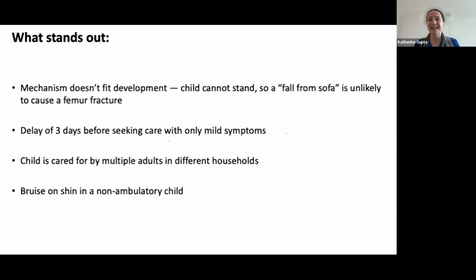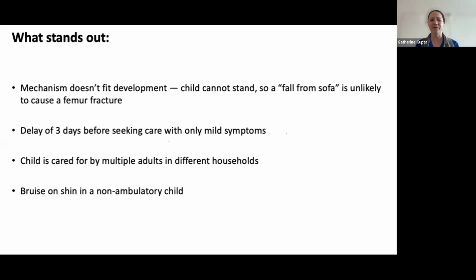So here's what I hope stands out to you from this case. So the mechanism here really doesn't fit the development, because this child isn't standing, isn't cruising, isn't walking. Also, a fall from a sofa, which could, by the way, happen still accidentally, this child could have been sitting on top of the sofa and then toppled over, is really an unlikely mechanism to cause a femur fracture in and of itself. This is a pretty low fall, unless your sofa looks different than my sofa and is much taller, but most sofas are low to the ground. So this is a pretty short fall.